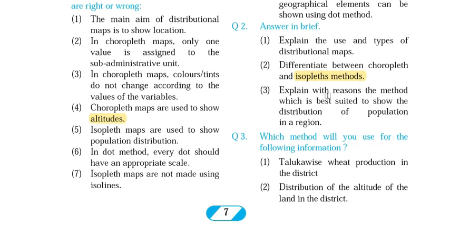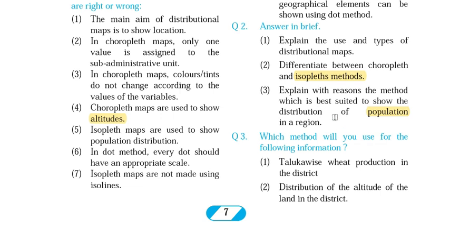Okay guys, then we have a third question over here: explain with reason the method which is best suited to show the distribution of population in a region. So here they have asked us only population, they didn't ask us the population density. So the dot method is very good. Why is it good? Because population is in numbers: 10 lakh, 20 lakh, 15 lakh, 60 lakh, 70 lakh, like this. So we can make a dot.